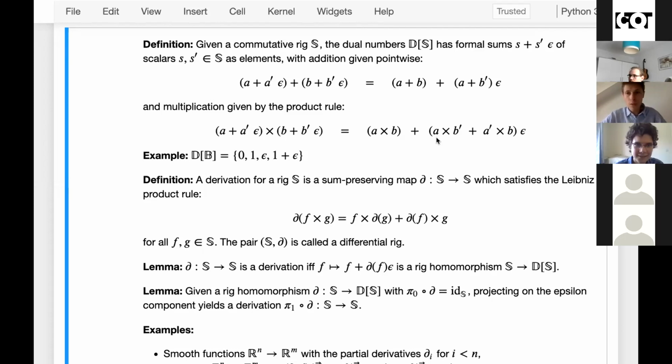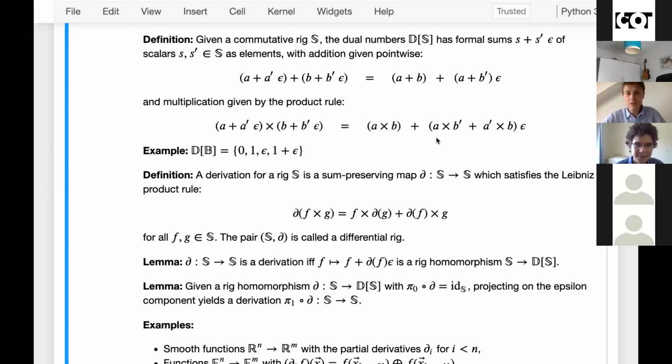Now, another way of defining the same thing, or a very related concept, is that of a derivation. Essentially it's just a function which preserves sums and satisfies the Leibniz product rule. So if I take the gradient of f times g, I get f times the gradient of g plus the gradient of f times g. And if you take a rig with a derivation in this sense, you get what's called a differential rig.